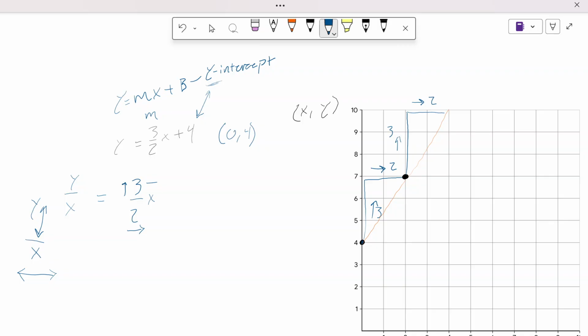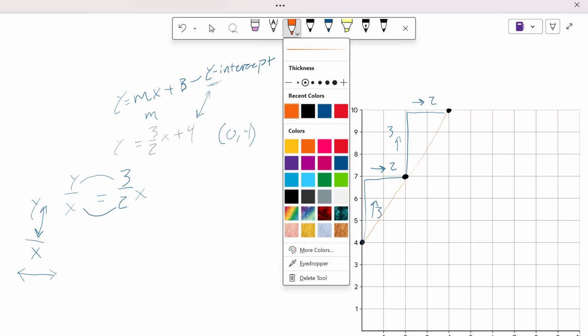Because again, for our fraction over here, when we have 3/2 x, we're going to be moving on the x 2, and we're going to be moving on the y 3. Okay, so if you look at that, the dot is perfectly right there. So there you go.